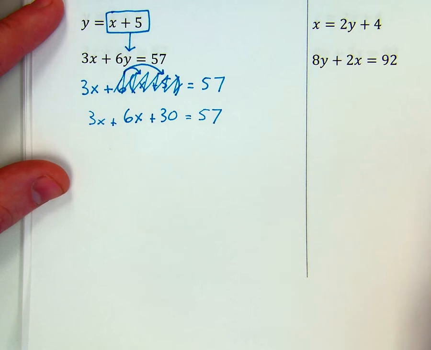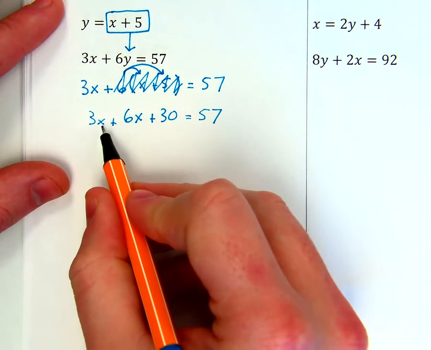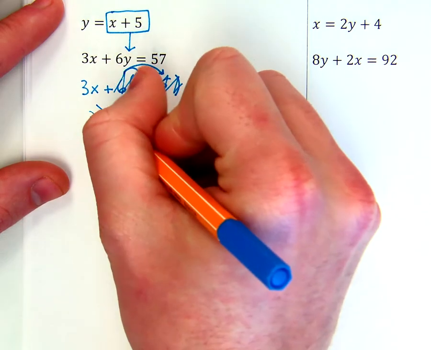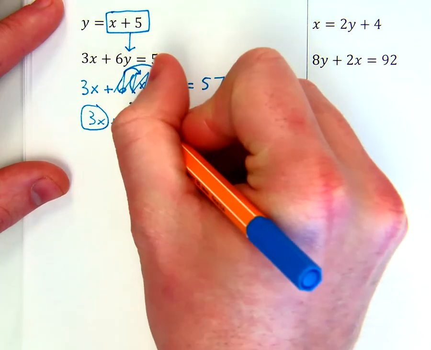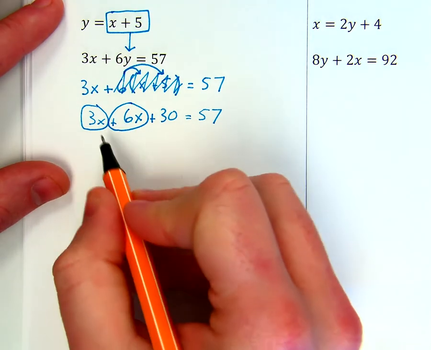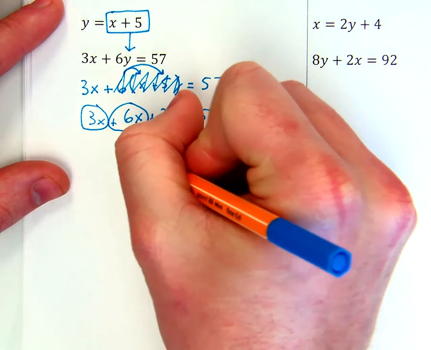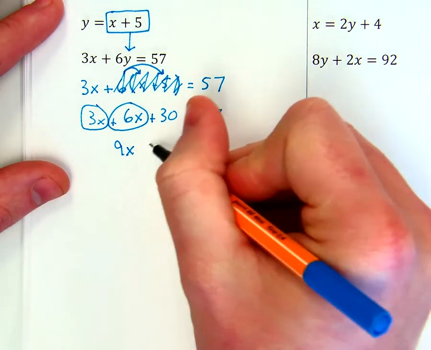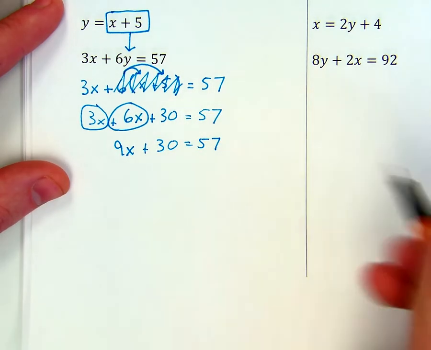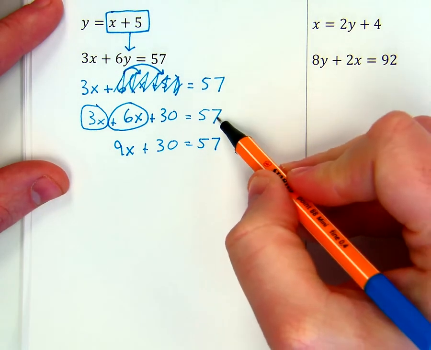That was distributing. Next, we'll combine. If you look at the left side of the problem, there are 3 terms, 3x, 6x, and 30. 2 of these terms are like terms and can go together, the 3x and the 6x. 3x plus 6x makes 9x. We copy down the parts of the problem that we haven't used, and we create a new problem. We've now distributed and combined.